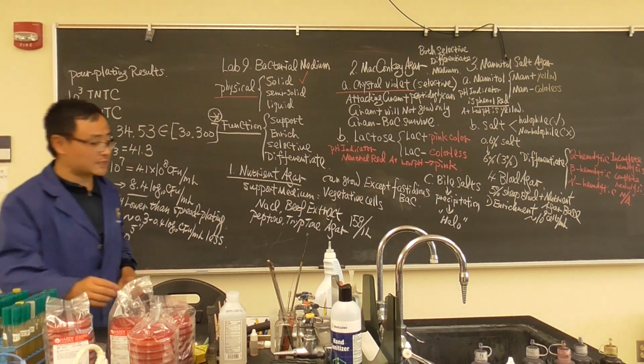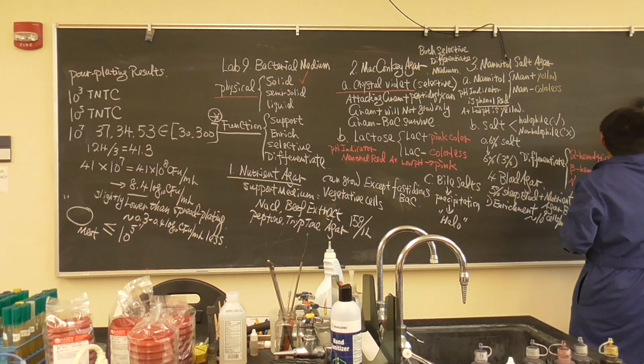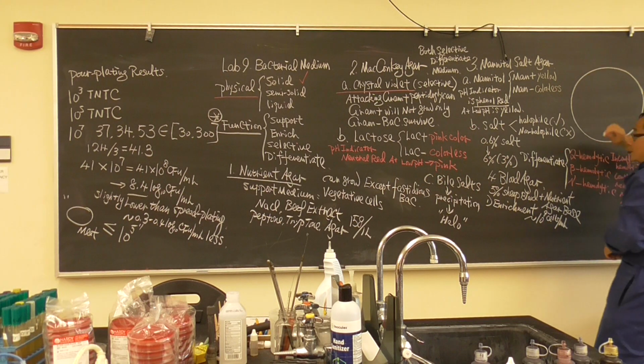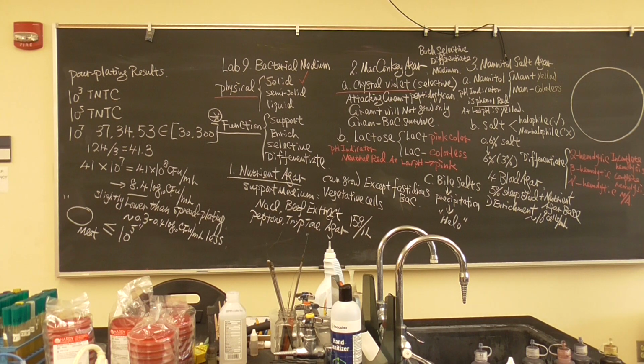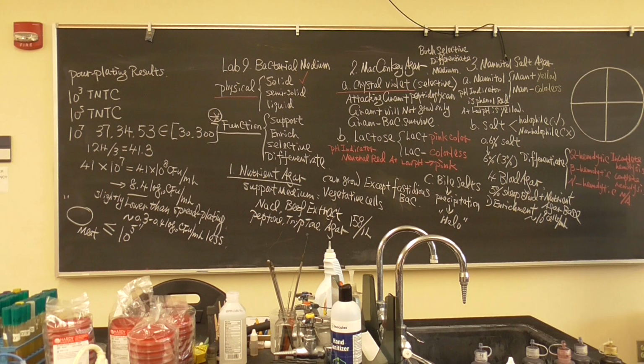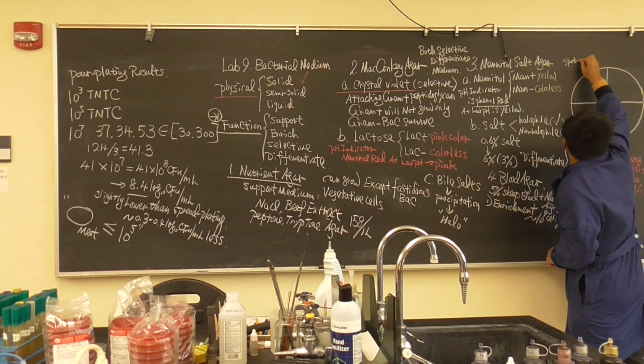Okay, what do we do in today's lab? Today's lab is very simple. You have 4 agar plates. Everybody got 4 plates. You turn to the back and split them into 4 quadrants. We will do a spot inoculation.